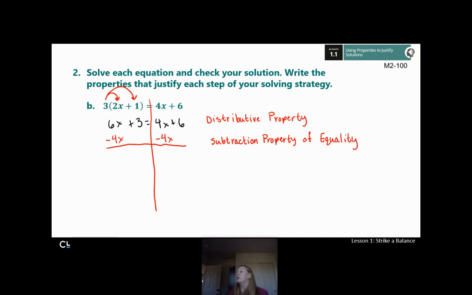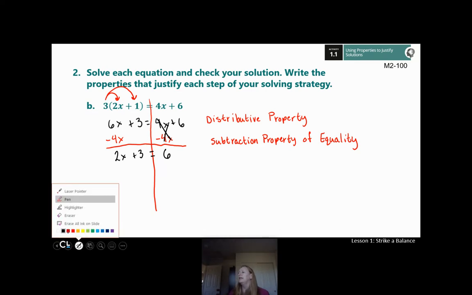All right, so 4x minus 4x cancels out. That's why we did it. Got my equal sign. There's still a 6 hanging out over here. 6x minus 4x leaves me only 2 x's. And there's still a plus 3. All right, this is looking pretty good.